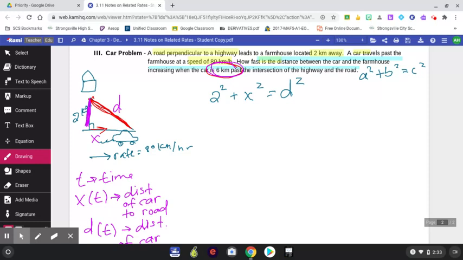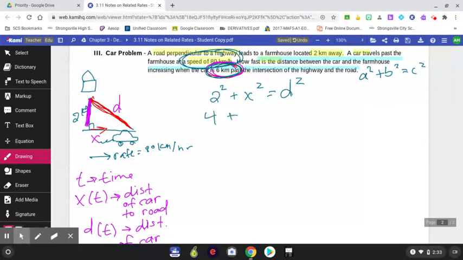X is the variable representing the distance the car is from the road, and d is the variable representing the hypotenuse, the distance from the farmhouse. Before I deal with the 6 kilometers or the speed of 80 kilometers per hour, I need to take the derivative. This is asking how fast the distance between the car and the farmhouse is increasing. In other words, I need to find a derivative.